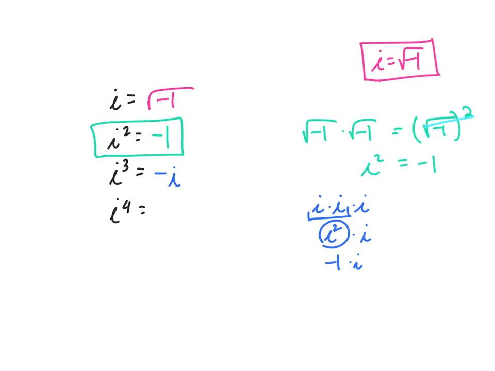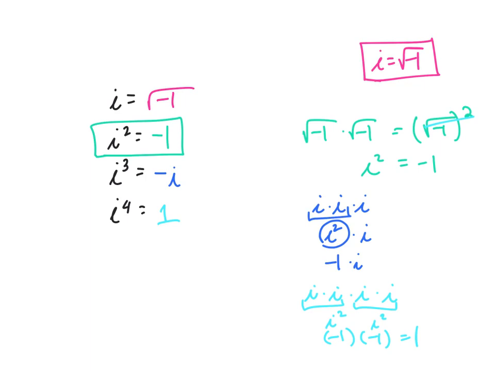And then lastly, i to the fourth. i to the fourth means we're multiplying i times itself 4 times. So we could think about that as i squared times i squared. i squared is -1, so if we do -1 times -1, negative times negative cancels out. So really that equals 1. So ironically, with all these imaginary numbers, i to the fourth just equals 1.